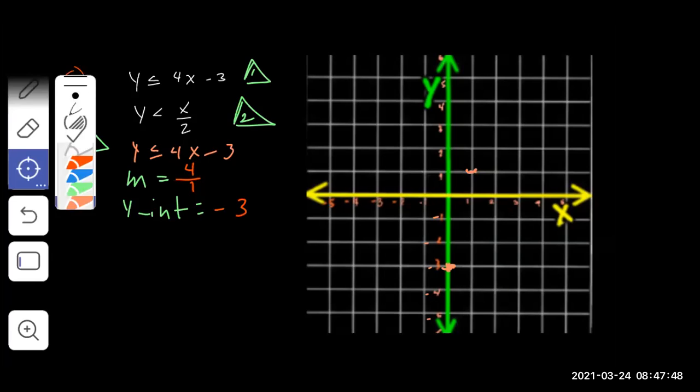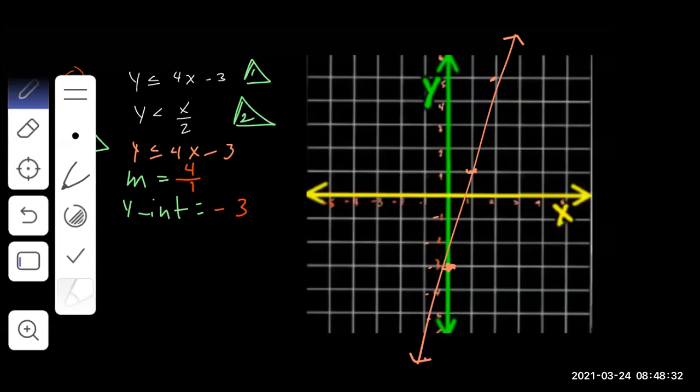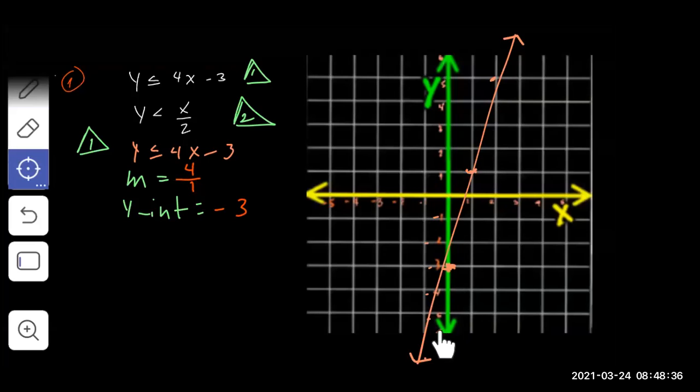I repeat, the y-intercept is -3, and then I move according to this slope: 1, 2, 3, 4, and 1 unit to the right for x. Okay, I got this. Then I'm going to make the line that is going to pass through these 2 points. Let's suppose this is the straight line that passes through these points. Okay, this is my equation.